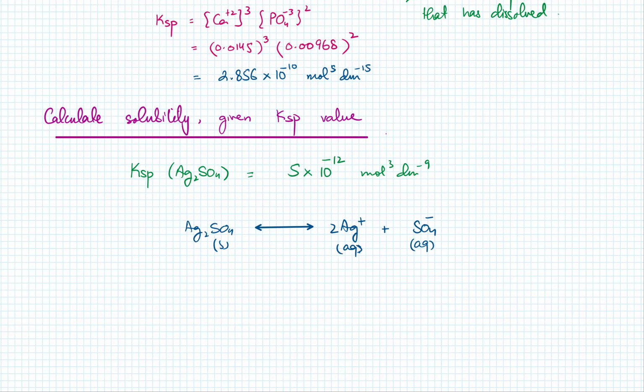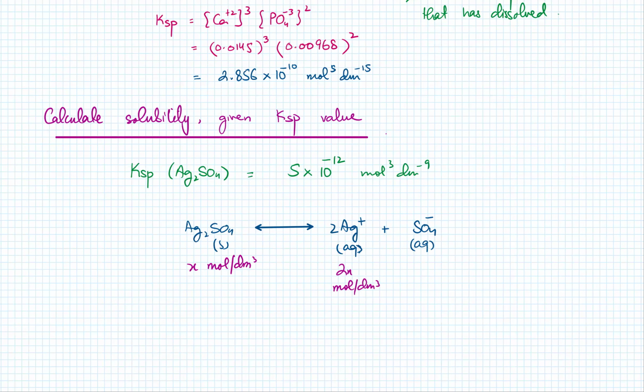Now, I don't know what the solubility is at the moment. So let's say the solubility is X mole per dm cube. This is the amount of salt that dissolves. So the concentration of silver ions would be what? It's going to be double, right? It's going to be 2x mole per dm cube. Is this clear?